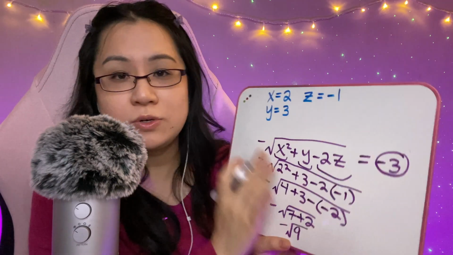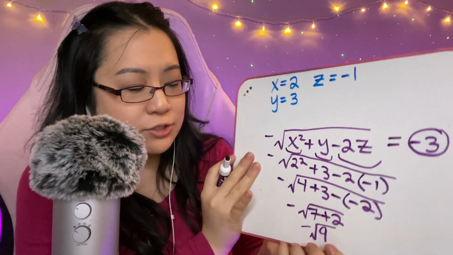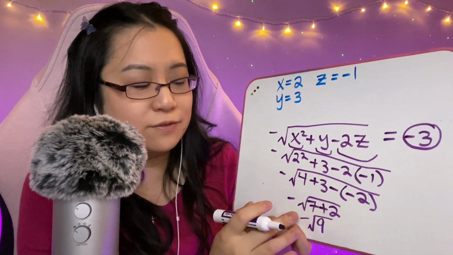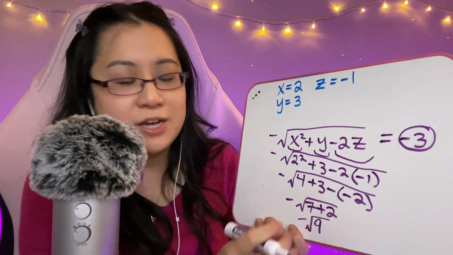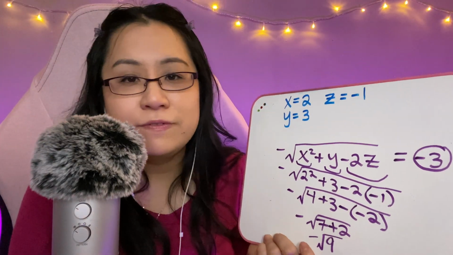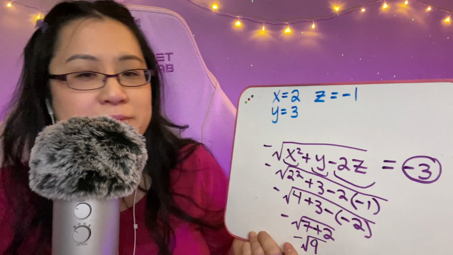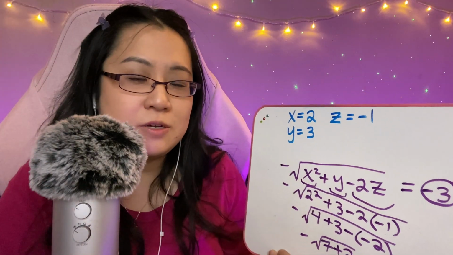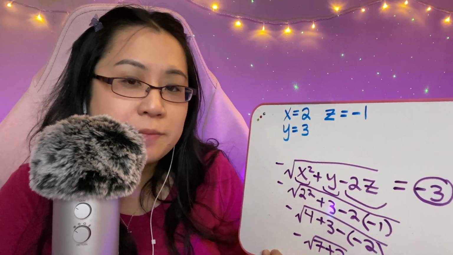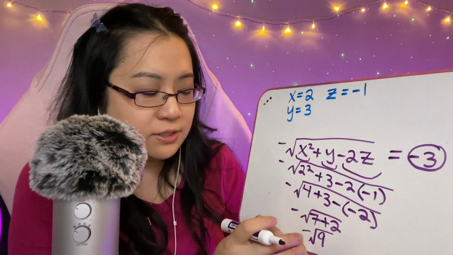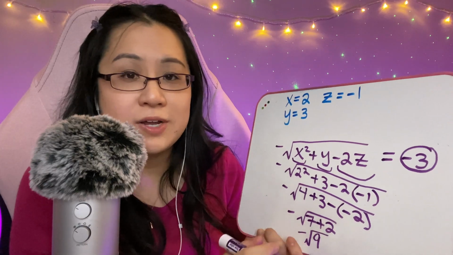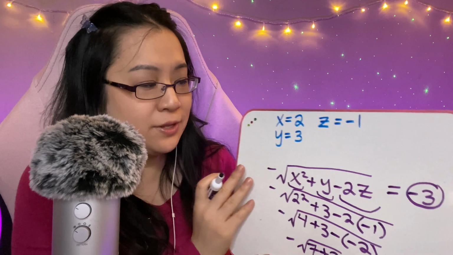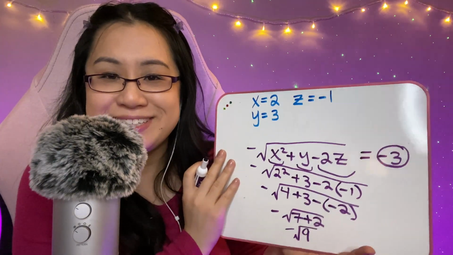For the totally simplified part. So by that I mean this is the negative root 9. It's the negative square root of 9. Not to be confused with if I had a statement that said x squared equals 9, then x can equal 3 or negative 3. But in this case, this square root part, the square root of 9 is positive 3, and then with the negative in front is negative 3. So that is our answer for this one.